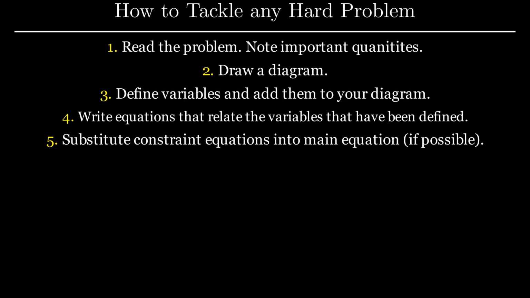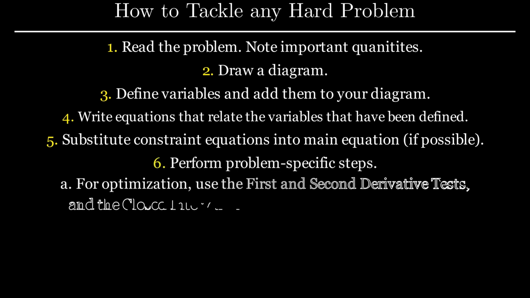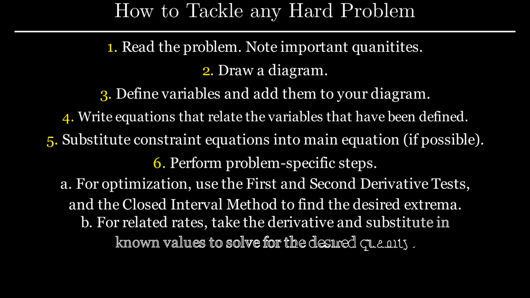Next, we have step 5, substituting in the constraint equations into the main equation with the target quantity to get an equation with fewer variables, if possible. This is generally good practice as it often simplifies matters in related rates problems and is crucial in optimization, but there are some cases in which there are no additional equations other than the main equation, and thus this step is not needed. At this point, how we proceed varies slightly depending on what type of problem we are tackling.